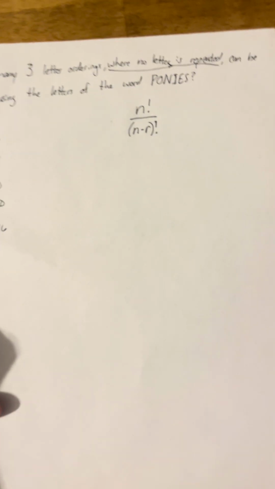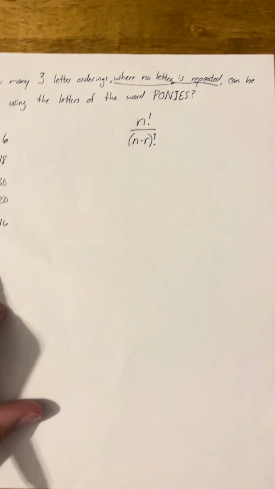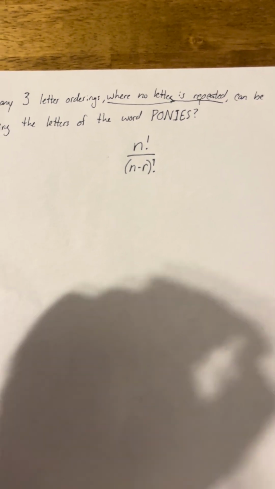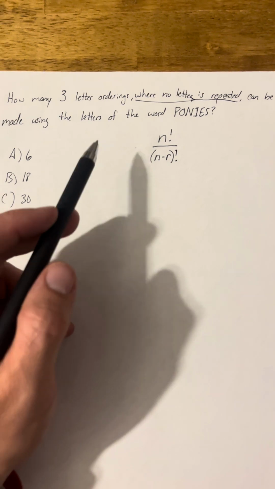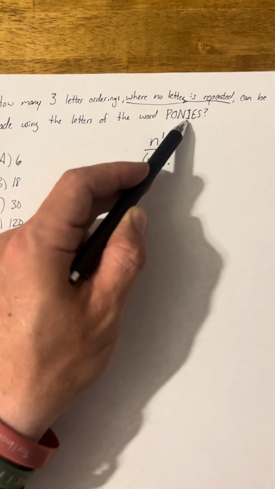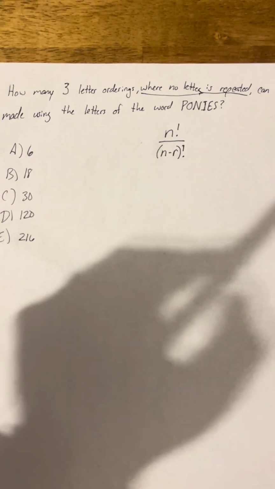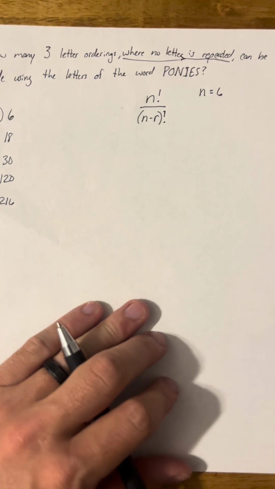Okay, let's talk about what that means. So n is going to be your number of letters, or the total number of entries that you're talking about. In this case, what we're talking about is the letters in the word ponies. In the word ponies, we have 1, 2, 3, 4, 5, 6. We have 6 total letters. So that's our total number. So n in this problem is going to be 6.